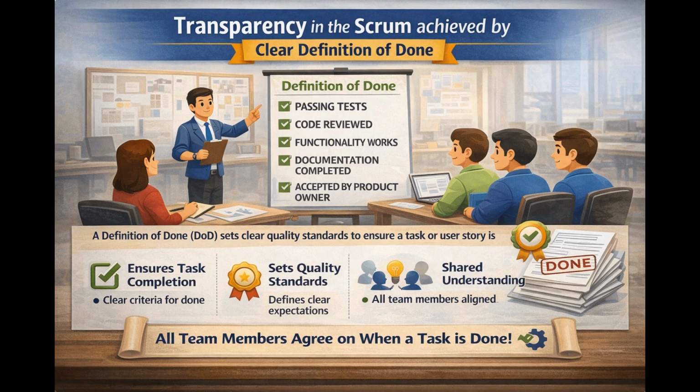The sixth practice is clear definition of done. The definition of done ensures transparency in terms of what constitutes the completion of work. It outlines the quality standards and expectations for the increment, so all team members know when a task is truly complete. A common and transparent understanding of what done means ensures that all stakeholders are in agreement.